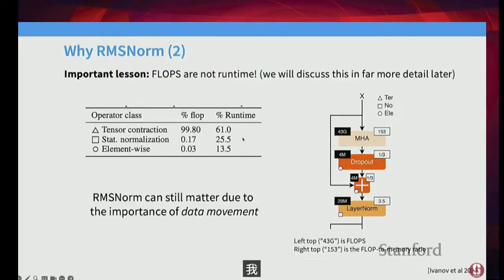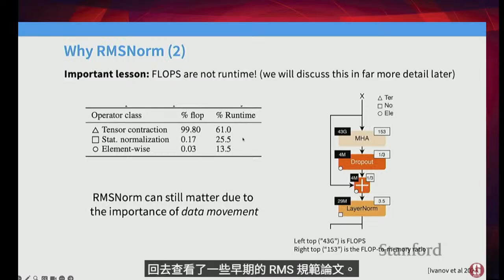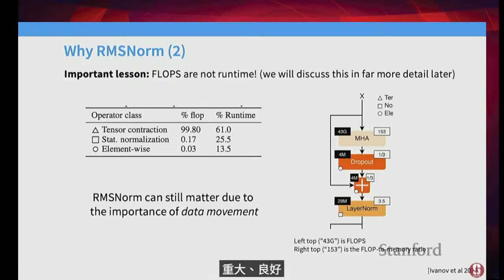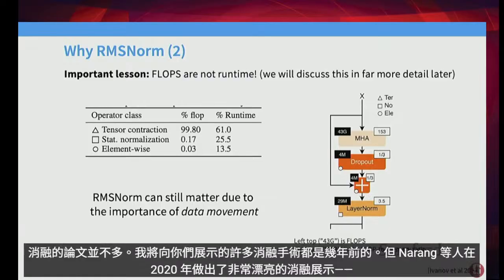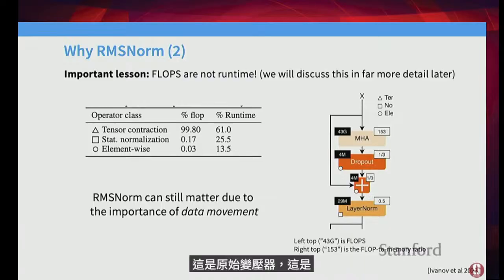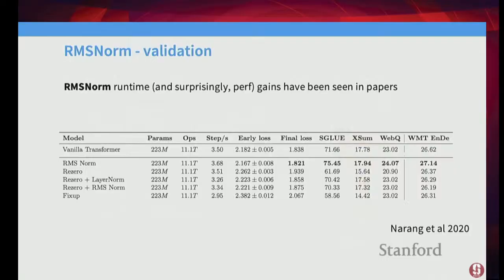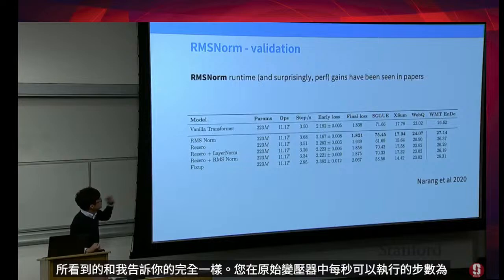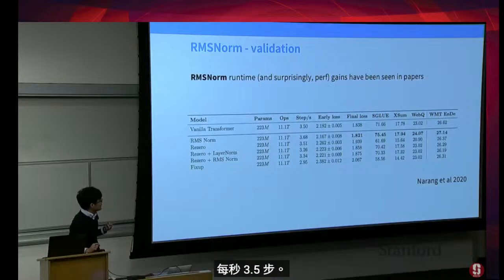I'm going to emphasize this quite a bit more as I get into the systems lecture. When we talk about GPU architectures, it's going to become very, very important to think about memory, not just about flops. This is one of the reasons why RMS norm has become much more popular. I went back and looked at some of the earlier RMS norm papers. The sad thing is that there aren't as many papers published by industry labs with big, nice ablations, so many of the ablations I'll show you are from a couple of years back. But Narang et al.